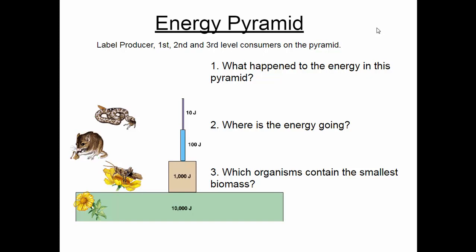So this just illustrates the same idea. In an ecosystem, we always have the most producers and the least of the apex predators.